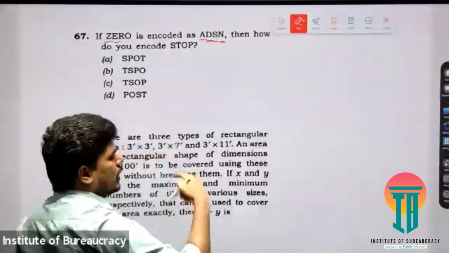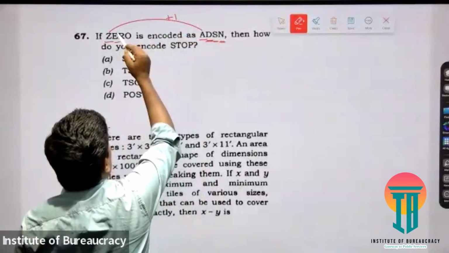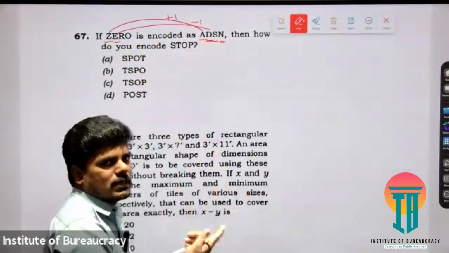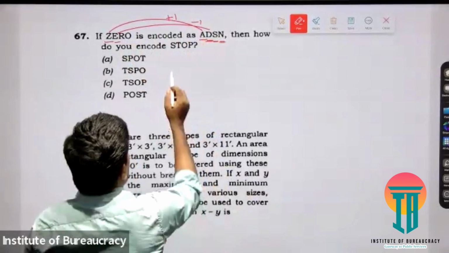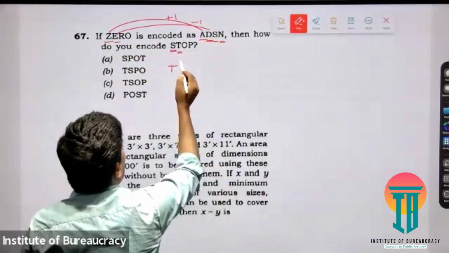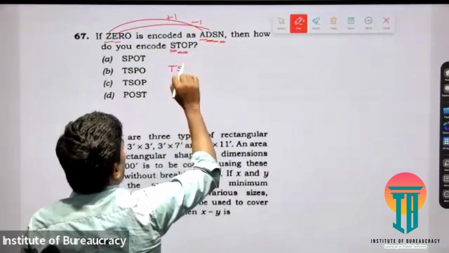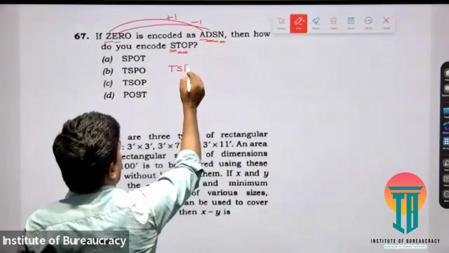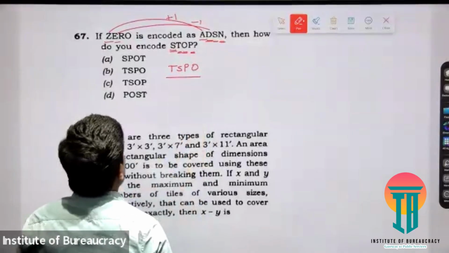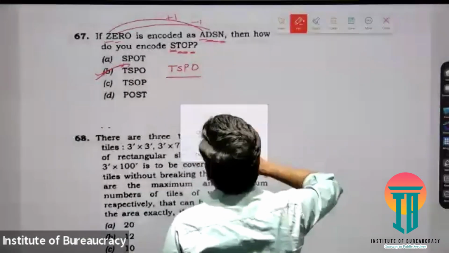So you need to go with the next letter, then the previous letter, like that. Next letter, previous letter, next letter, previous letter. So for S, the next letter is T. T, the previous letter is S. O, the next letter is T. For P, the previous letter is O. So T S P O. That's the answer. Option B. Next one.